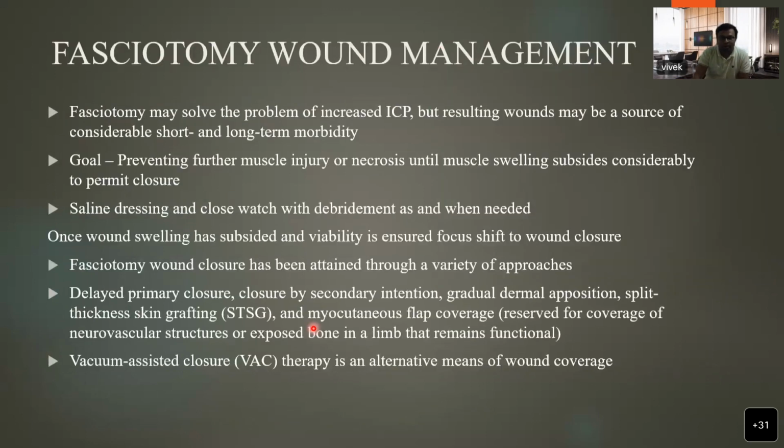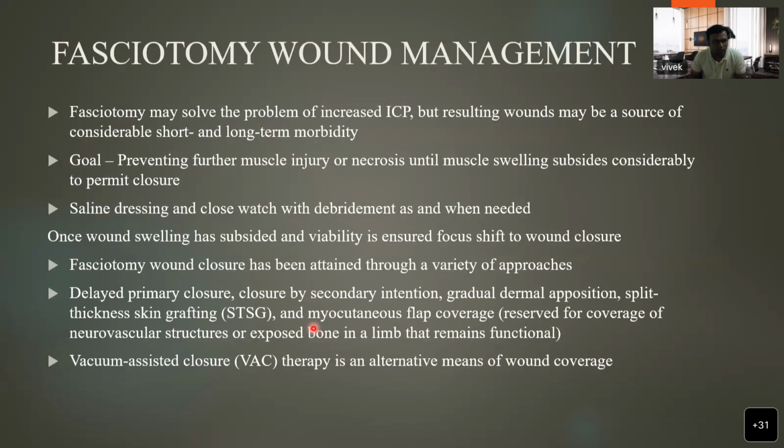Coming to fasciotomy wound management, fasciotomy may solve the problem of increased intracompartmental pressure, but the resulting wounds may be a source of considerable short and long-term morbidity. The goal in wound care is to prevent any further muscle injury or necrosis until muscle swelling subsides considerably to permit closure of the wound. Saline dressing along with close watch is done, along with debridement as and when needed.